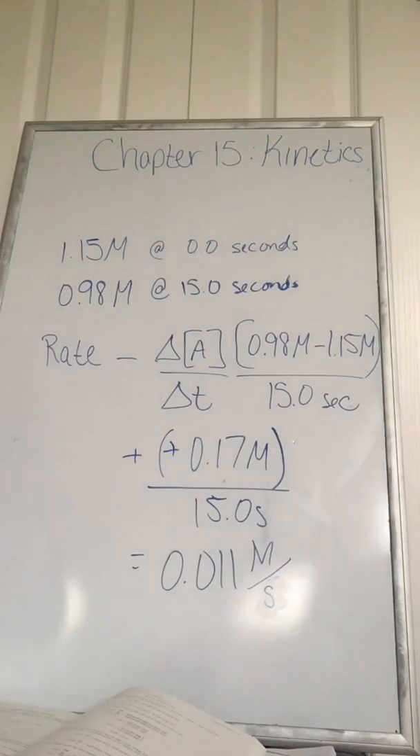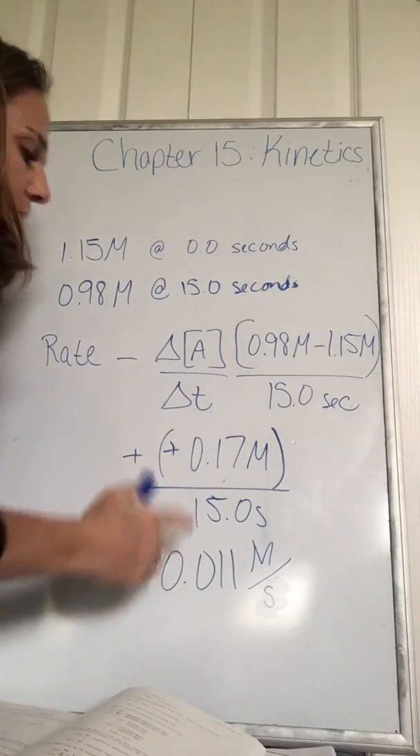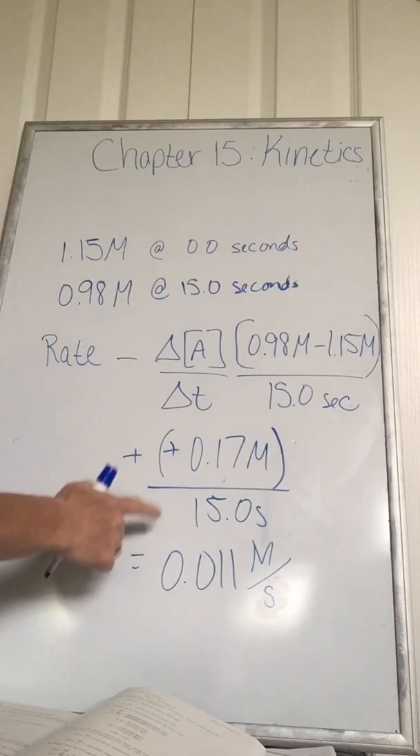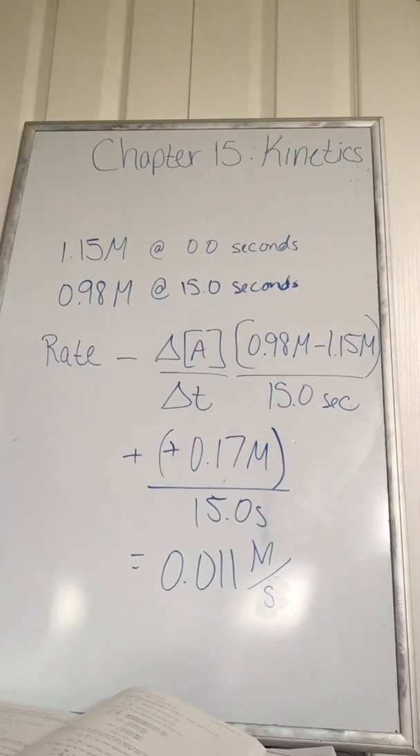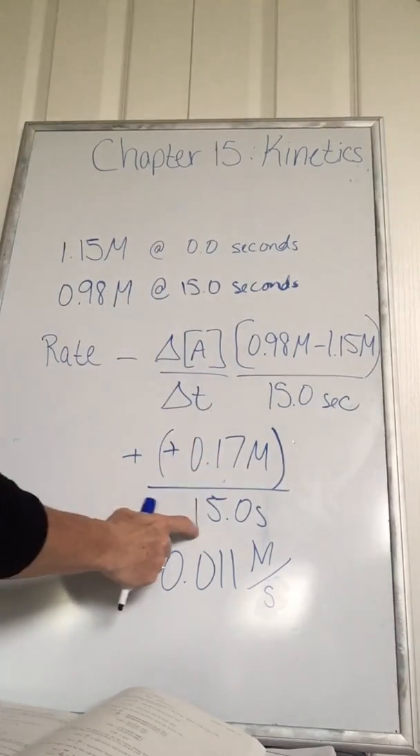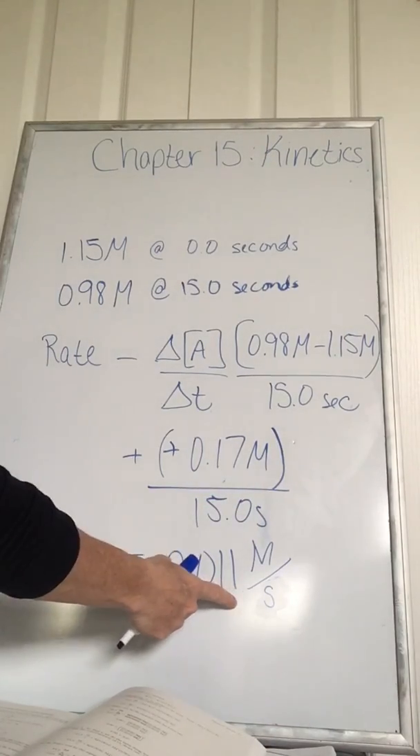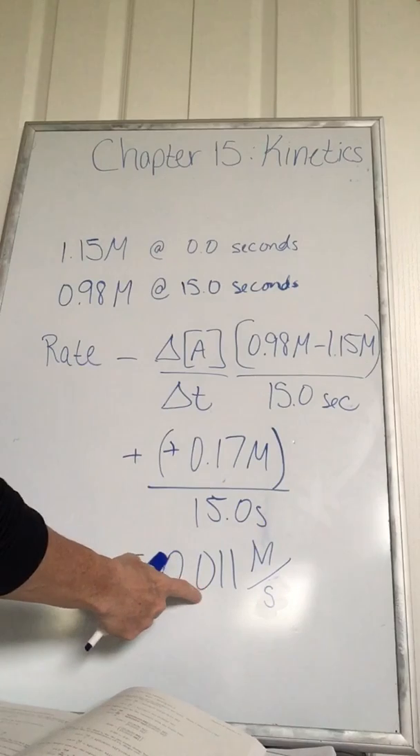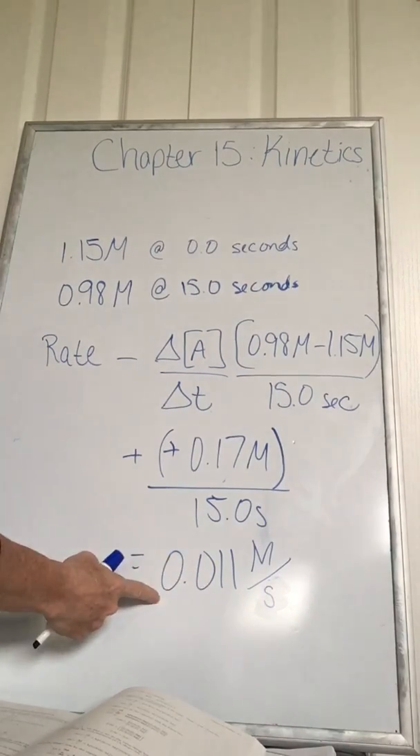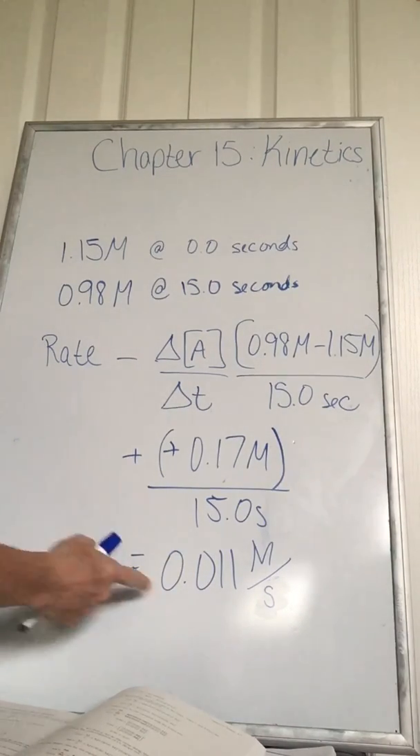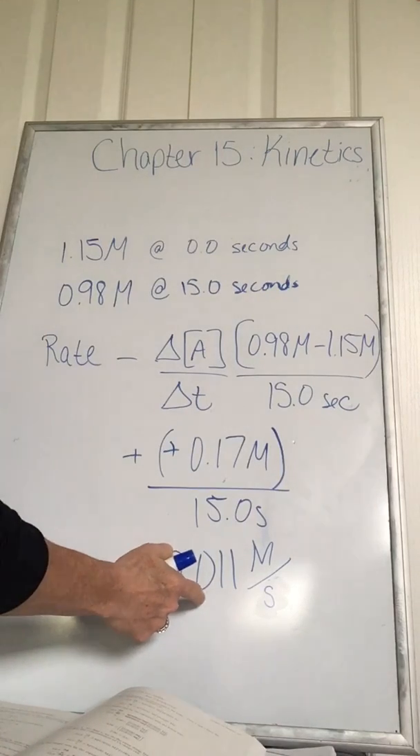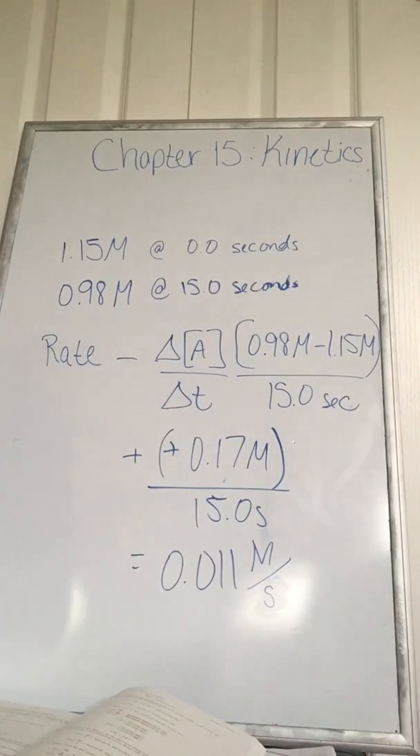Okay. Now, with our significant figures, because we're dividing here, we are looking at the number of significant figures. So we have 2 here, and we have 3 here. So our answer is going to be just 2 significant figures. Remember, with the decimal point, this 0 is not significant because there's not another number on the other side of the decimal point. So our answer for this would be 0.011 molar per second is our rate for this reaction.